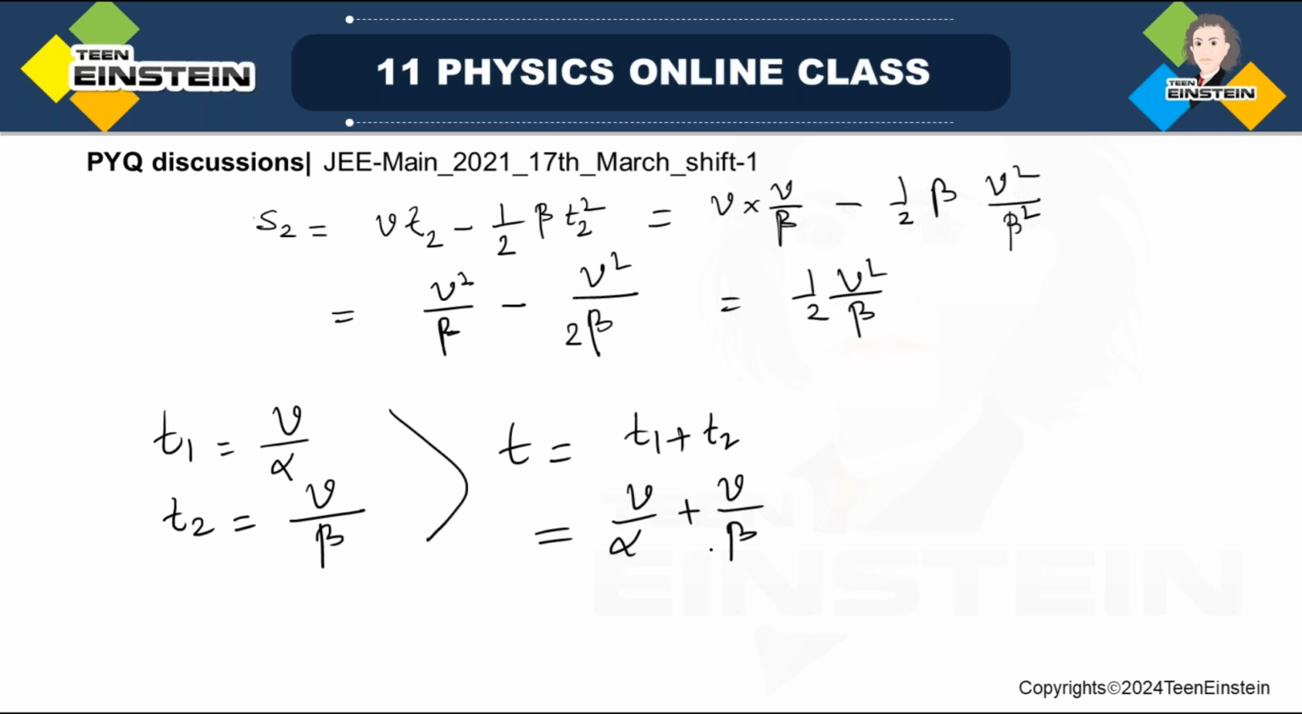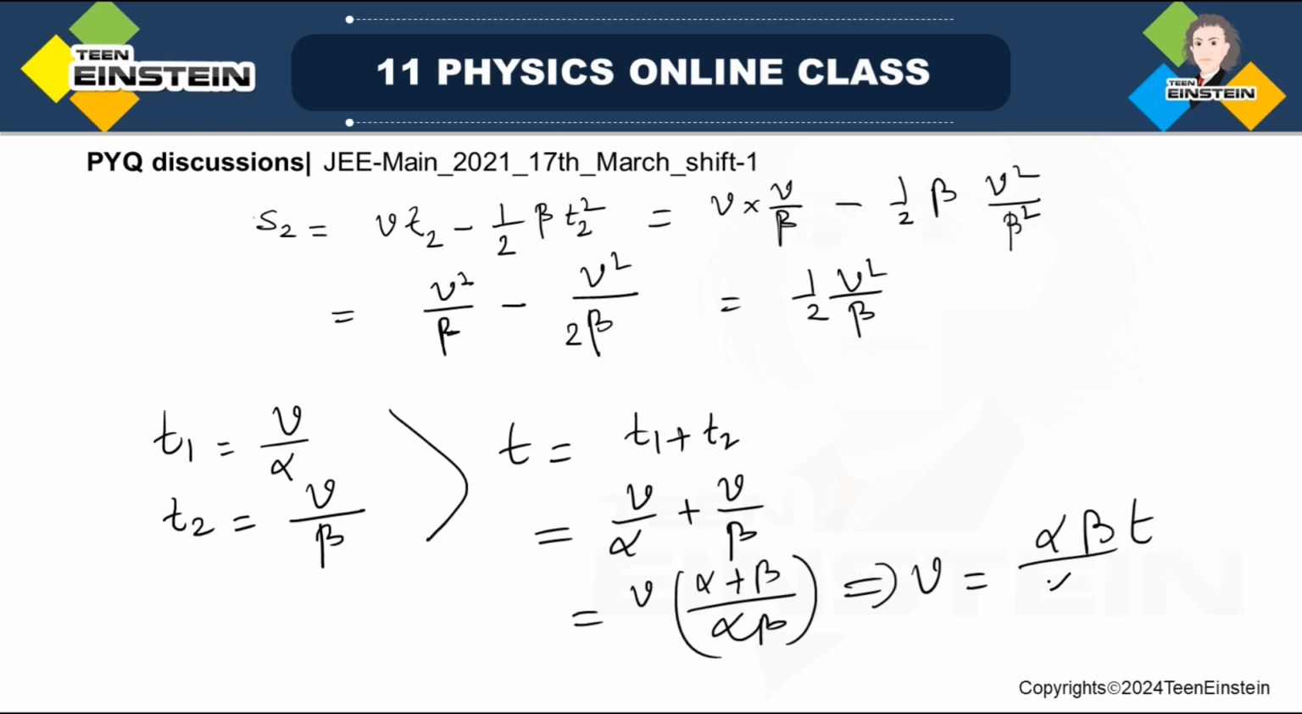So from here I can find out what v is in terms of alpha, beta and t. This will be alpha plus beta divided by alpha beta into v, and this is t. Therefore v is equal to alpha beta into t divided by alpha plus beta. Okay, I have got v in terms of alpha, beta, and t.